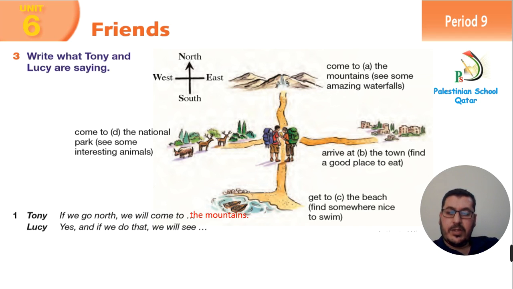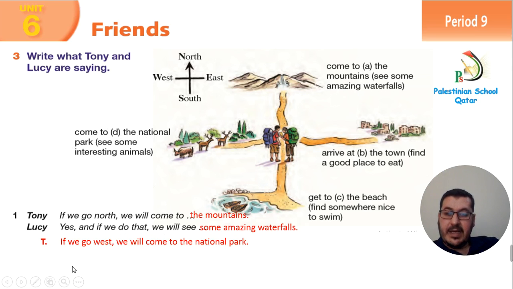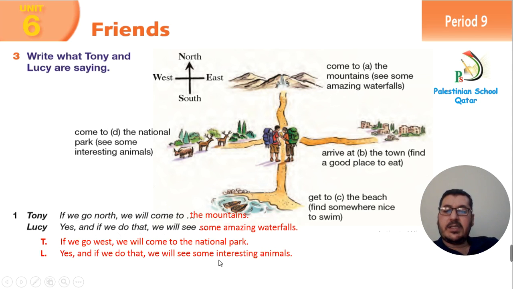If you go north, you will come to the mountains. Lucy says yes, if we do that, we will see some amazing waterfalls. Now imagine they want to go west, and we'll say the same. If we go west, we will come to the national park. And Lucy will say yes, if we do that, we will see some interesting animals.